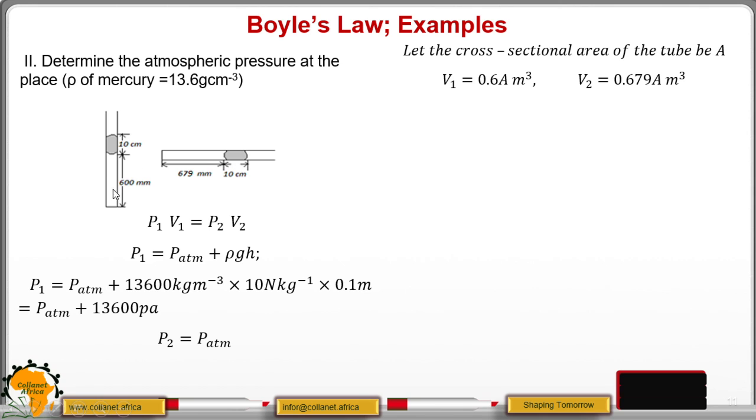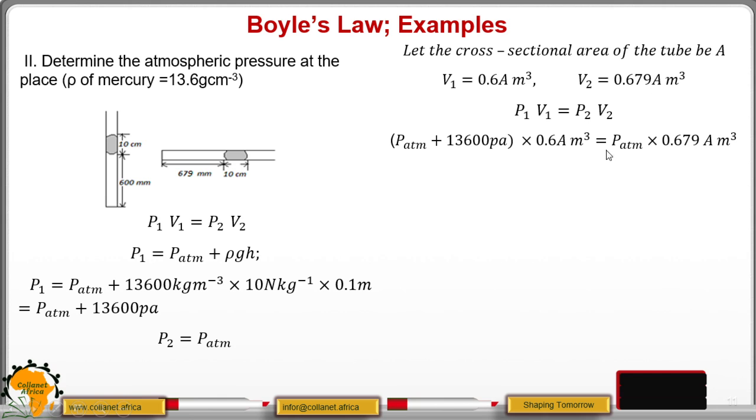So our volume V1 will be the cross-sectional area multiplied by the height. So you get 0.6 A cubic meter. Then our V2 will be 0.679 A cubic meter. From there, we have our formula P1 V1 equals P2 multiplied by V2. Now we substitute our values. We have our pressure P1 as this one, our V1 as this one, then pressure P2 as our atmospheric pressure, and our V2 as this one.